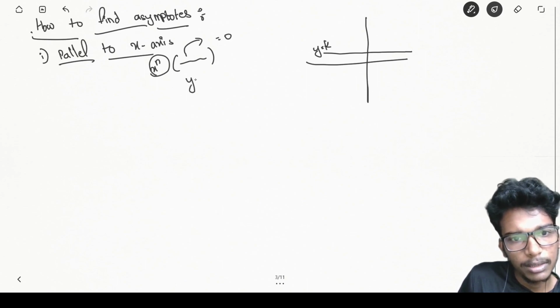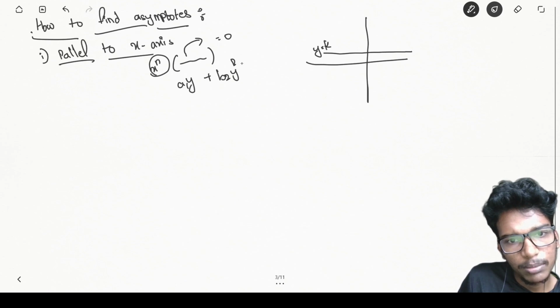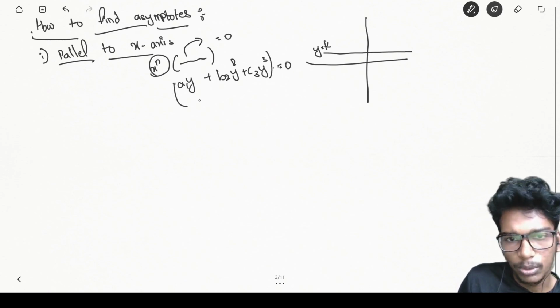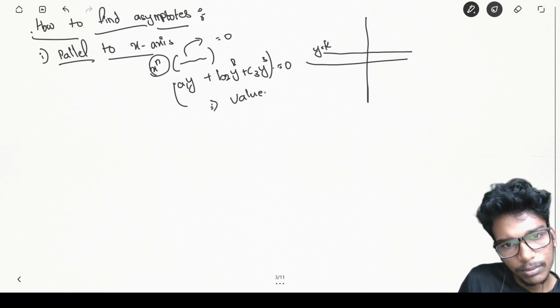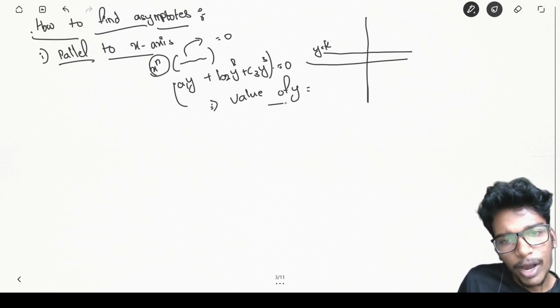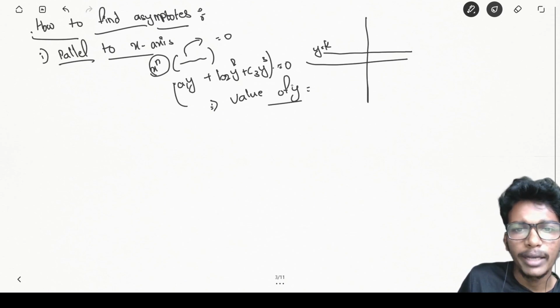We might have something like a1 y plus a2 y square plus a3 y cube and so on. We will equate it to 0. Then we will get the values of y. Those values of y are the asymptotes of a given curve which are parallel to x-axis.